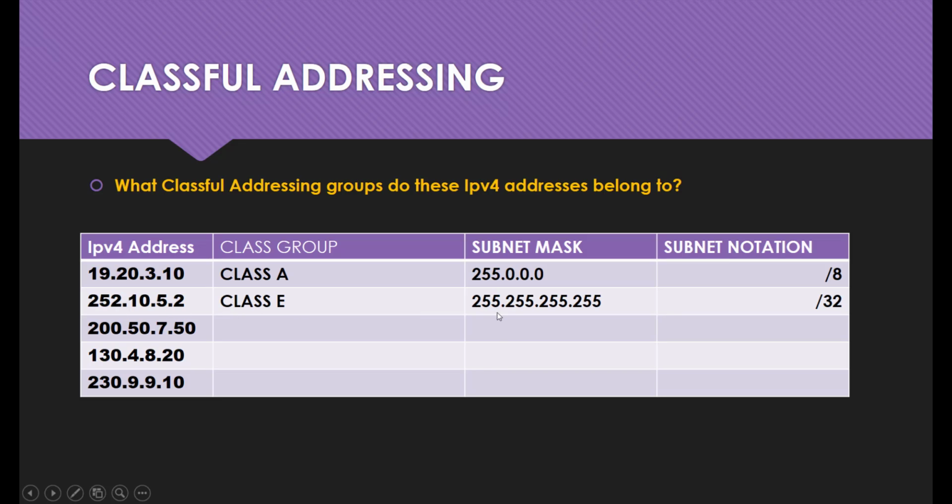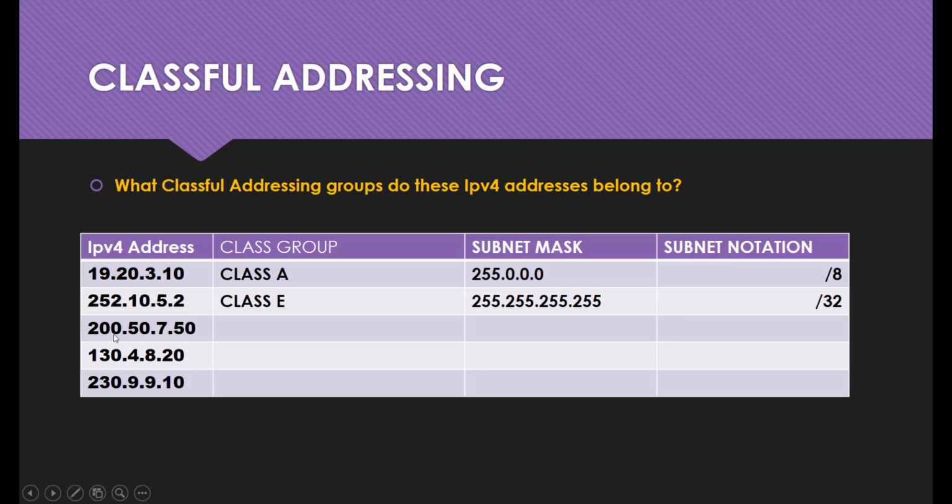Class E, you can see that all the IP address bits are all ones, which means it is used for experimental use, and all of it is the network portion, and we can see the subnet mask notation is /32. All the 32 bits are all ones.